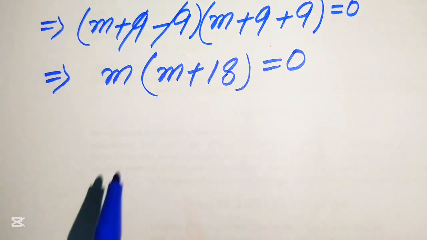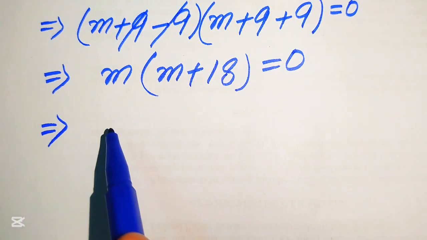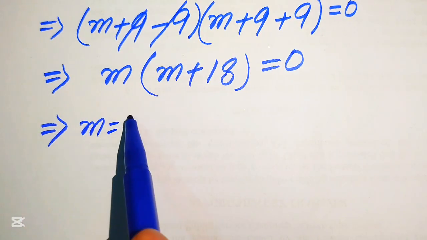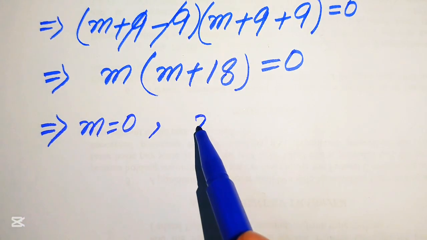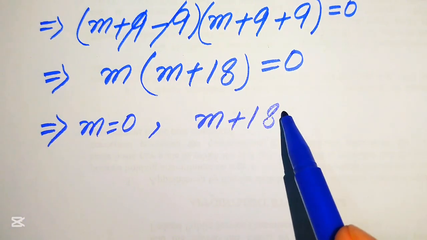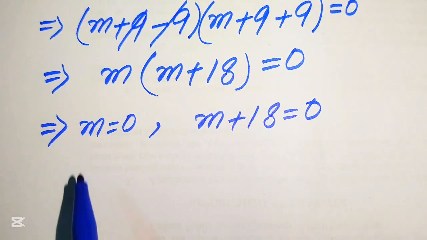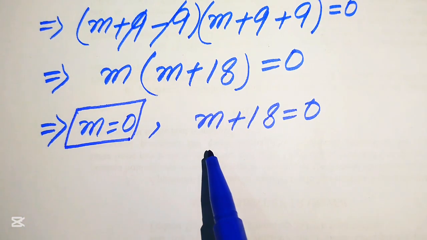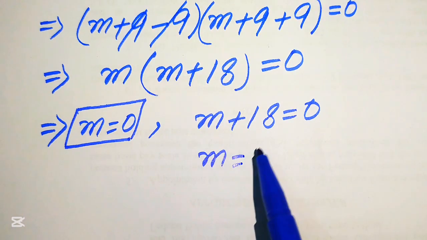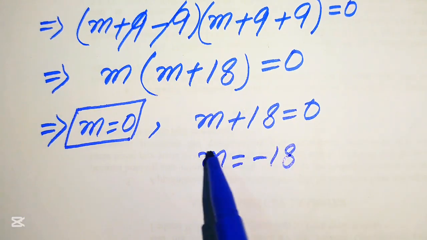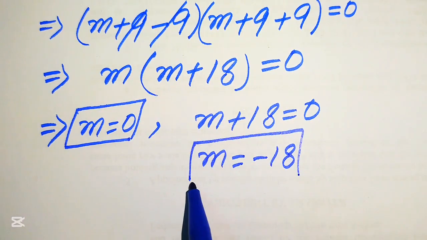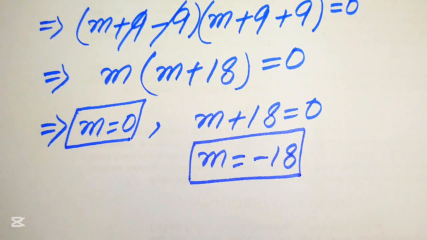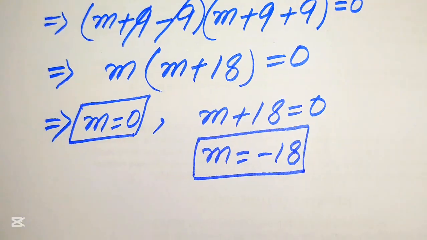Now we will convert this equation into two cases. The first case is we take m = 0. The second case is we take m + 18 = 0. So this is our first real root of the given equation, and from here we move this plus 18 to the right hand side and we get m = −18. This is our second real solution of the given equation. So these are the two values of m which we get from the first method.